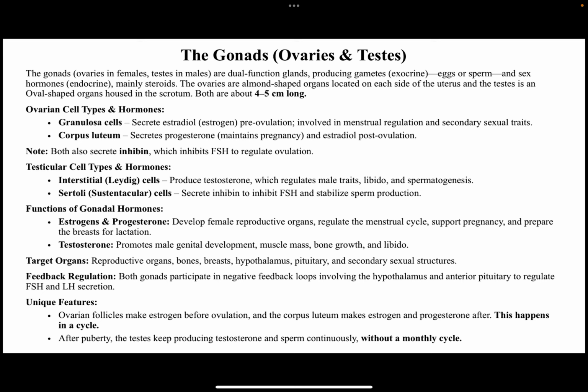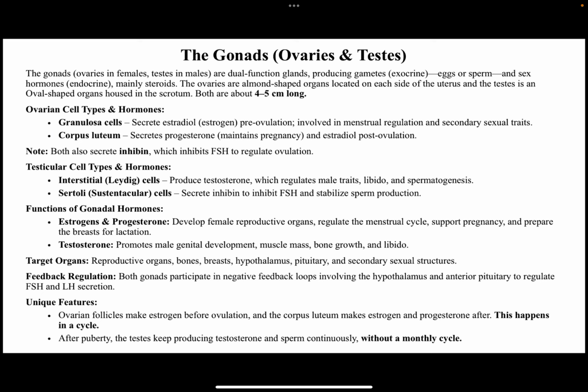Then we have the corpus luteum, which also secretes progesterone. Okay, and you know progesterone helps to maintain pregnancy. Okay, the same corpus luteum also plays a role in estrogen secretion post-ovulation. Okay, so this is something that you have to know.